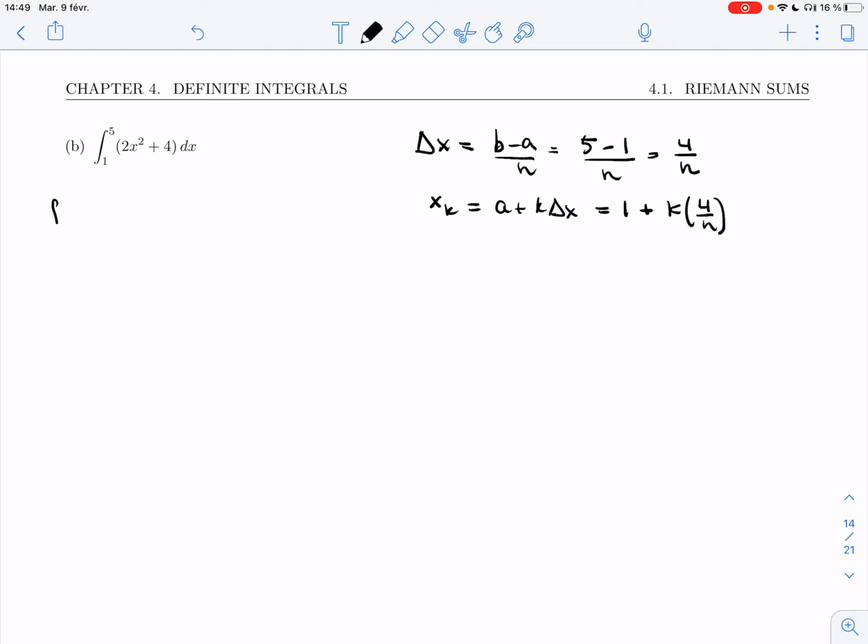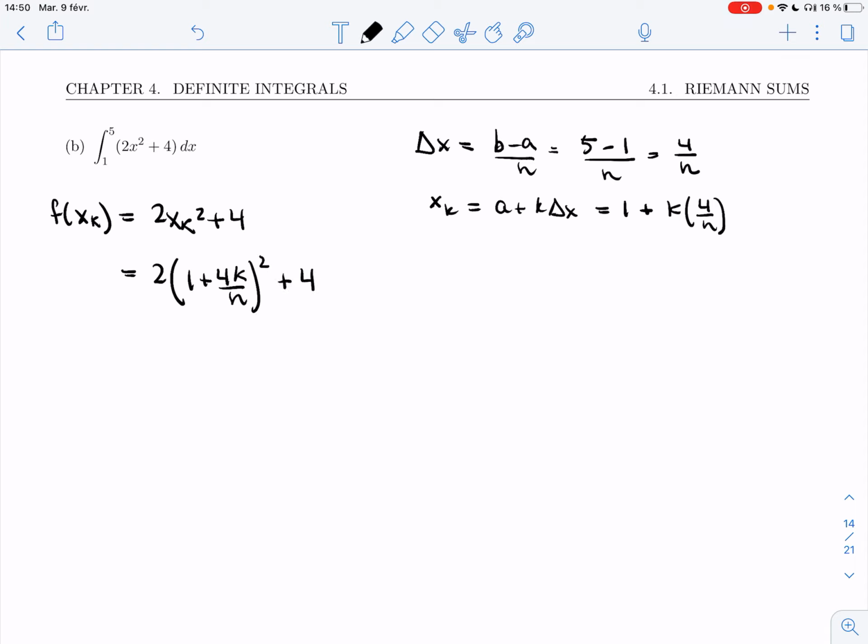All right, so we want to compute f of xk separately and simplify it, so we don't have to carry the entire summation while we're simplifying. We get to write a bit less this way. Our function is 2x squared plus 4, so if we apply it to xk, we get 2 xk squared plus 4. Our xk is 1 plus 4k over n, squared, plus 4.